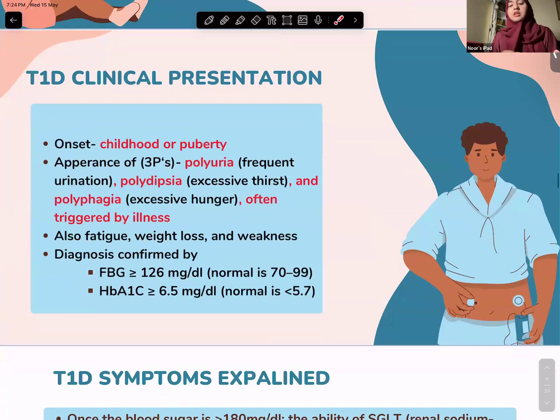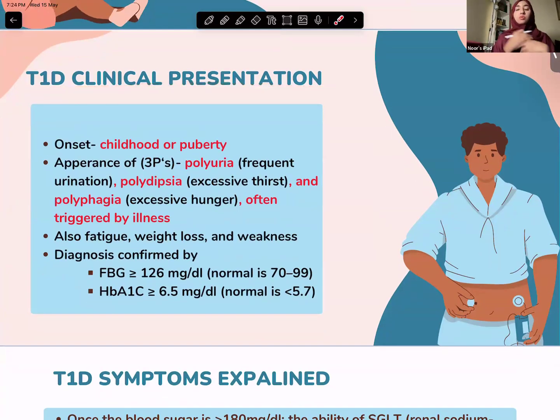What is the clinical presentation now? If you have a patient, how would he present, or what does he say? These are the symptoms that I have. On which basis will you start diagnosing, oh, this is type 1 diabetes?